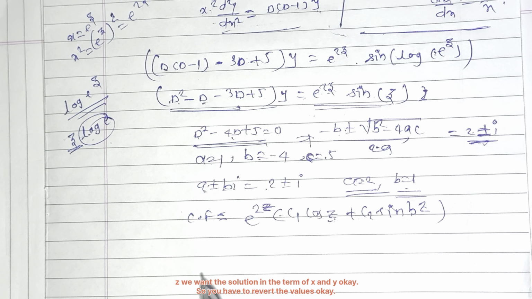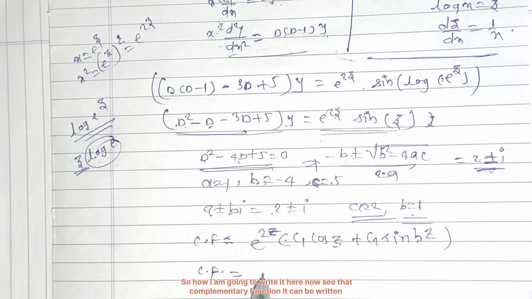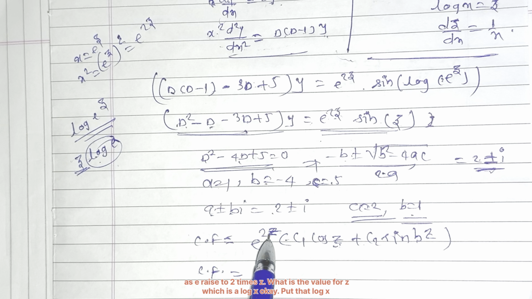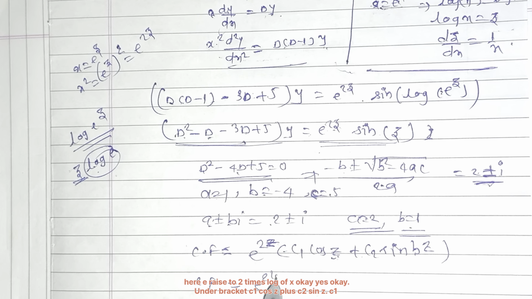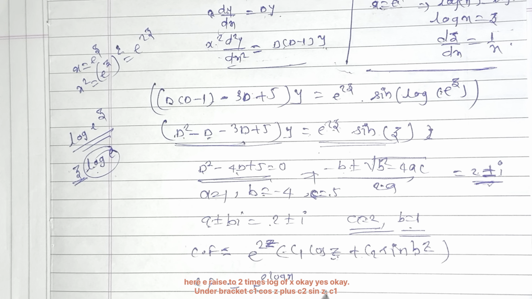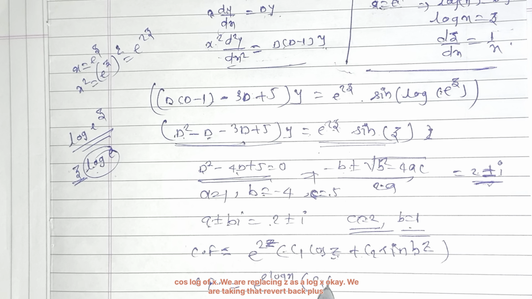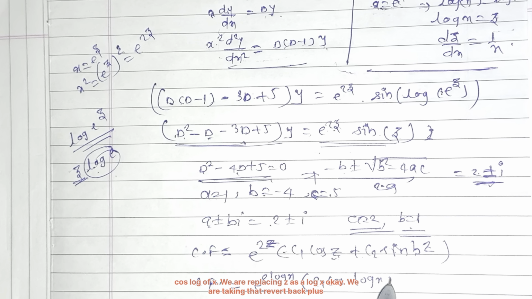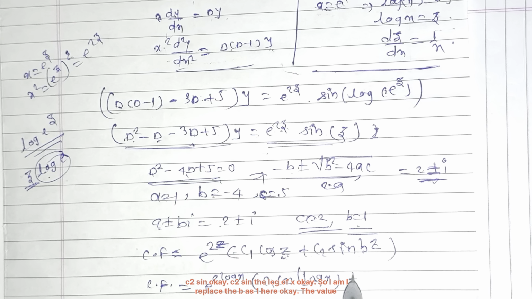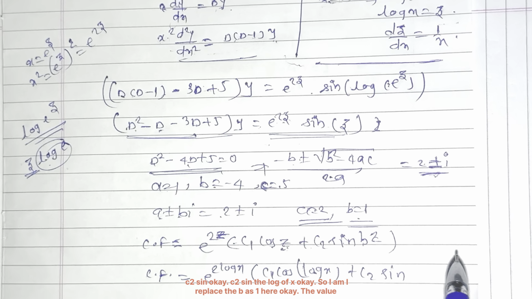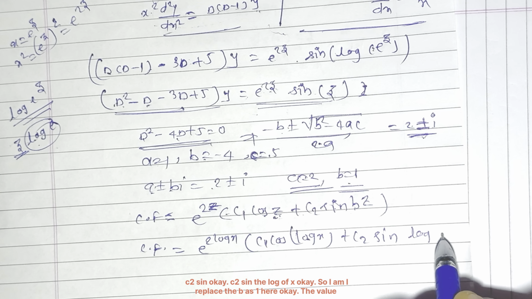So you have to revert the values. Now how I'm going to write it here, see that complementary function, it can be written as e raised to 2 times z. What is the value for z, which is log x. Put that log x here: e raised to 2 times log of x, under bracket c1 cos z plus c2 sin z, c1 cos log of x, we are replacing z as log x, reverting back, plus c2 sin log of x.